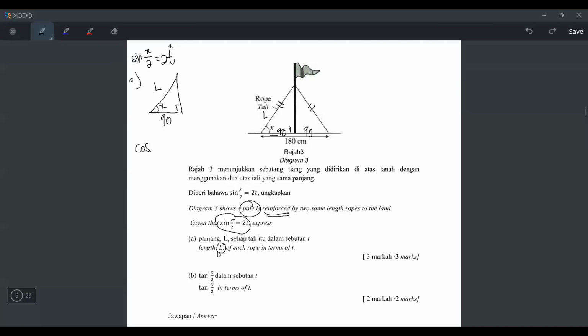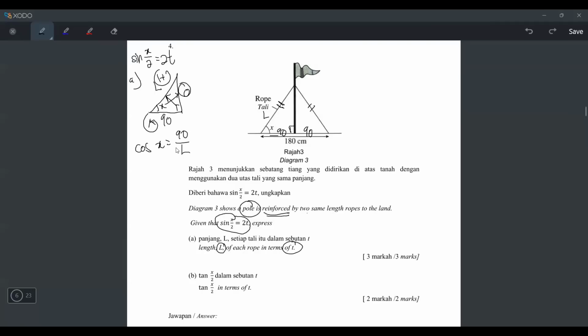Because I'm trying to express length in terms of t, right? So what you can do is use cos, because the angle's opposite is called opposite, but we don't have the opposite. Actually we can find it by using Pythagoras. But why not we just use the one we already have, which is the 90 degree opposite hypotenuse, and also the adjacent also provided for us already. So A and H we use cos. So what I write is cos x equals to what? Adjacent over hypotenuse, 90 over L.